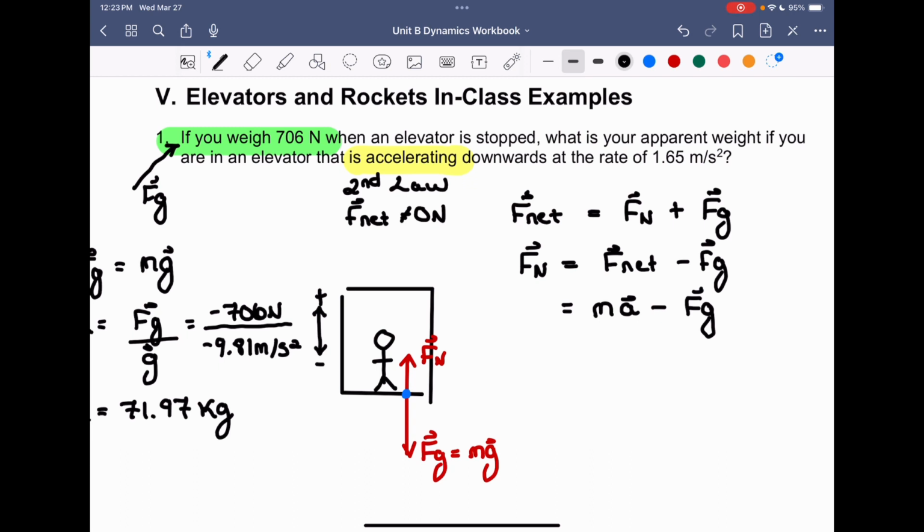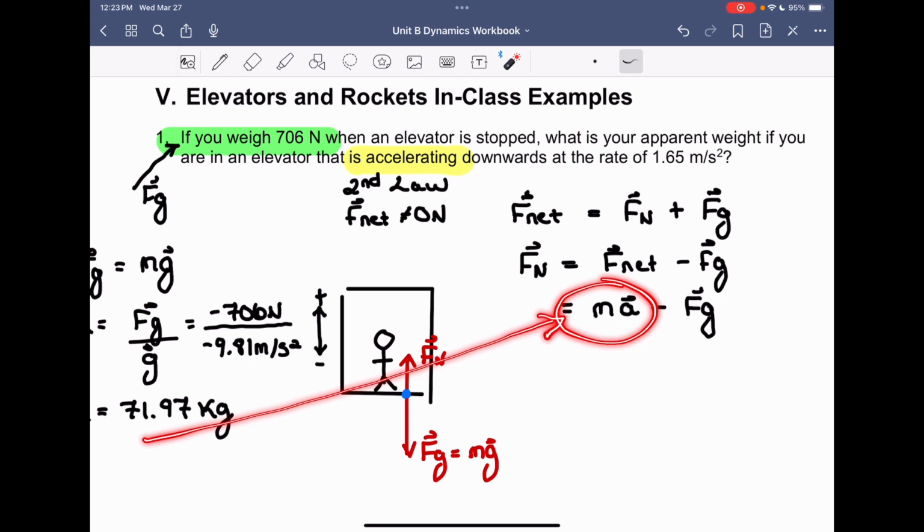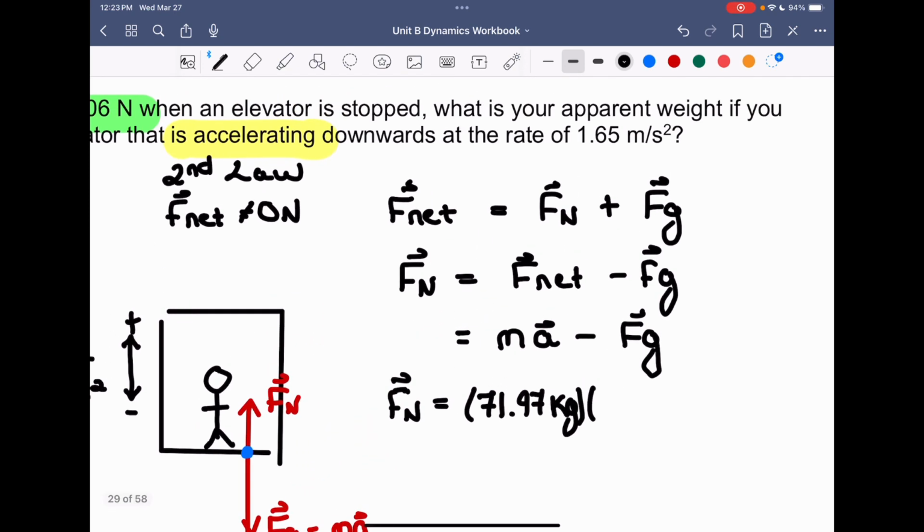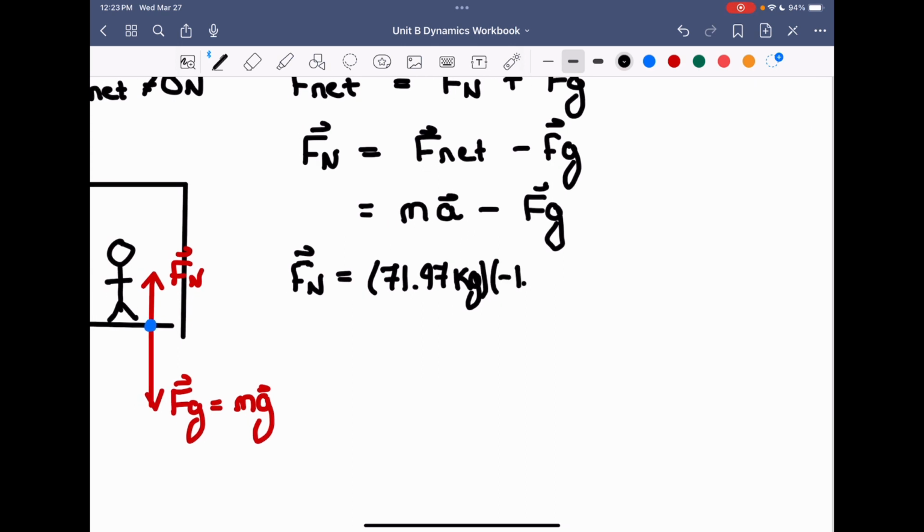Now, when it comes to the mass times acceleration, you're seeing why we needed that mass from earlier. The mass is directly used in the Fnet, so that's why it's critical. If we didn't have the Fnet and it was a balanced force, maybe we wouldn't need the mass, but in this case we do. So the contact force, or your apparent weight, is equal to the mass of this object, which is 71.96 or 71.97 according to the calculations, multiplied by the acceleration, which if it's going downwards at 1.65, is negative. So this is negative 1.65 meters per second squared.